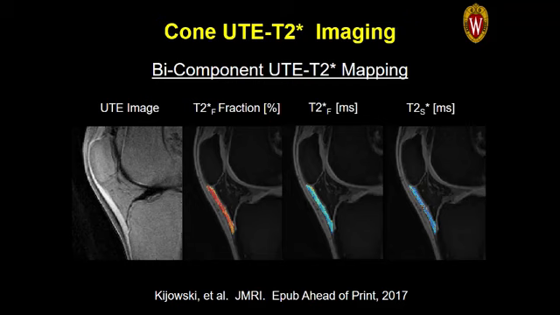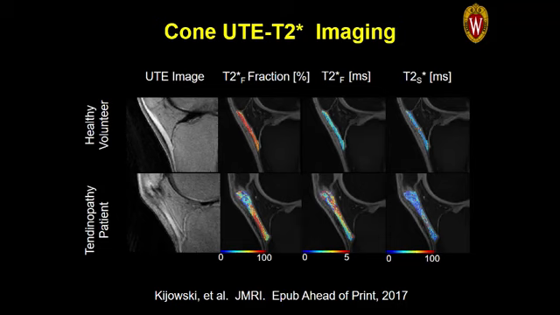Now, using this bicomponent technique, we were able to assess the individual water components of the tendon and create parametric maps showing the T2 relaxation time of both the fast relaxing macromolecular bound water component and the slow relaxing bulk water component, as well as measure the fraction of the fast relaxing water component.